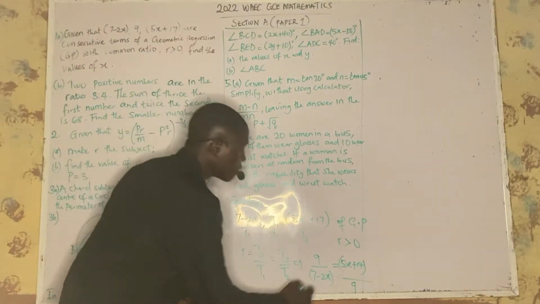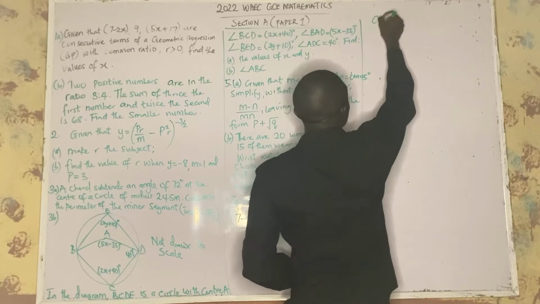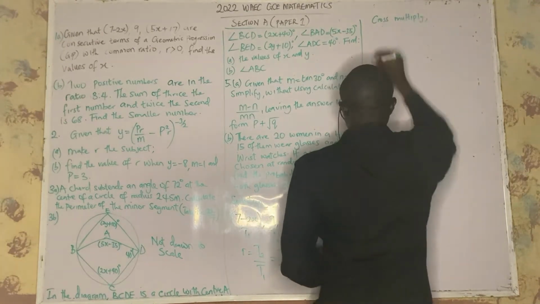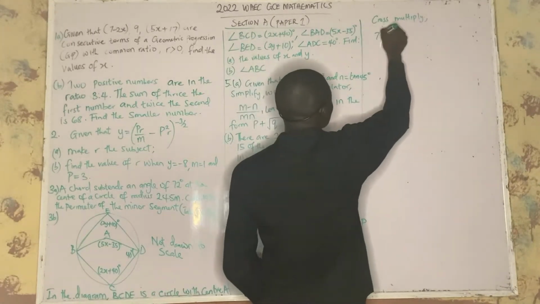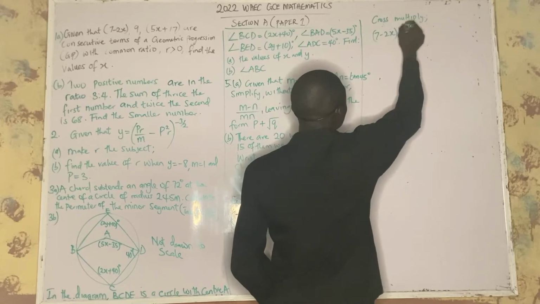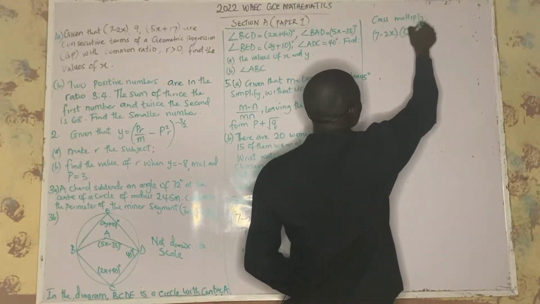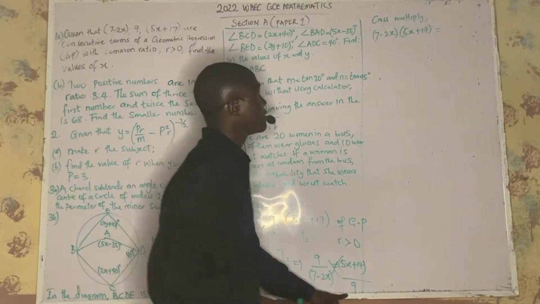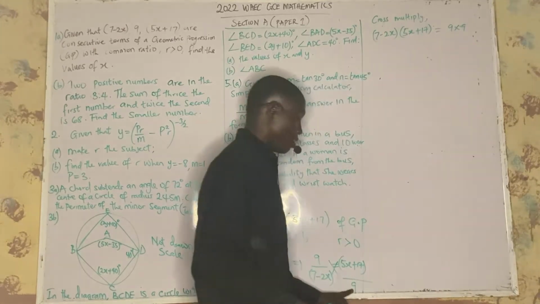Now from here we can simply cross multiply. When we cross multiply, what do we have? We have (7 minus 2x) into (5x plus 17) equal to 9 times 9. That is 9 multiplied by 9, we're going to have 81.